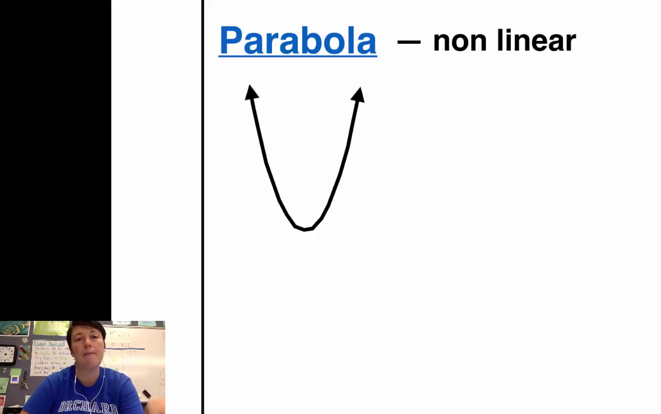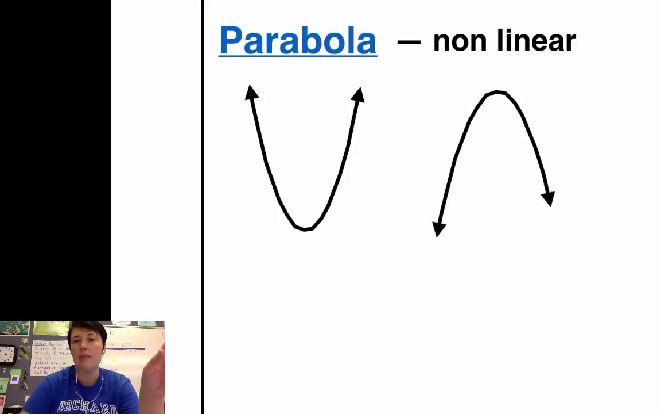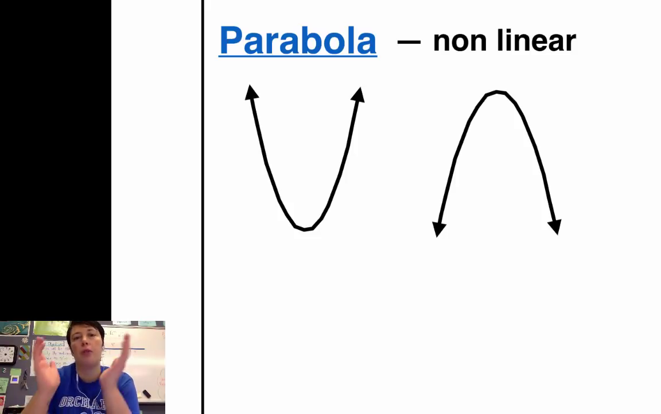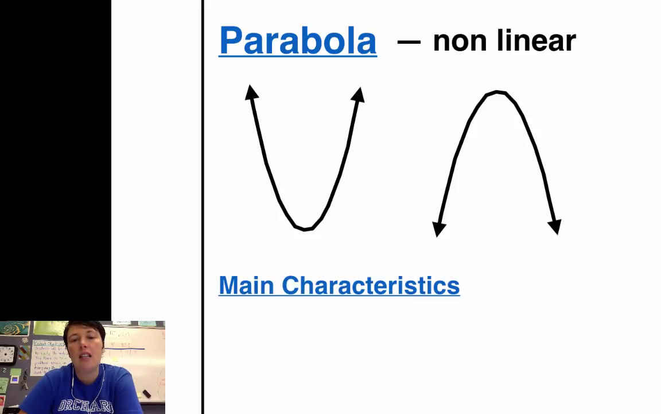It'll look like this, which I'm just going to kind of free sketch one, or it'll look like this. It can point up or it can point down depending on the equation. So that's kind of a key characteristic, either points up or points down. Another key characteristic is, let's list these out, main characteristics. So there's basically 3 of them. So when I'm talking about these key characteristics, I'm really narrowing it down to 3 things.